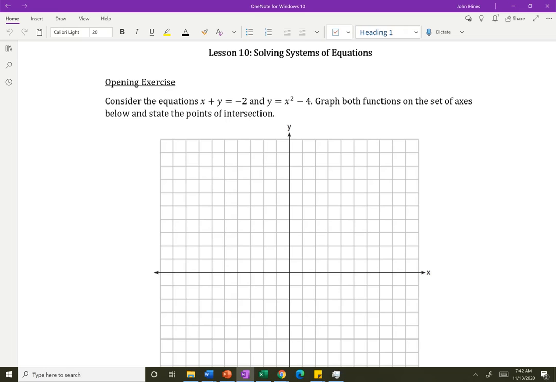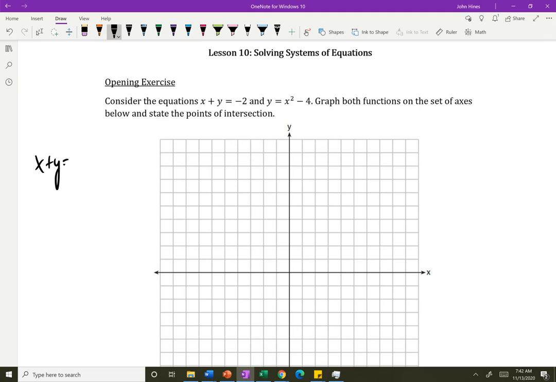Hi everybody, welcome to lesson 10 where we're going to solve systems of equations. So let's get into it by looking at a graph here. Consider the equations x plus y equals negative 2 and y equals x squared minus 4. Notice that I have a linear function and a quadratic function because it's x squared. So graph both of these functions.